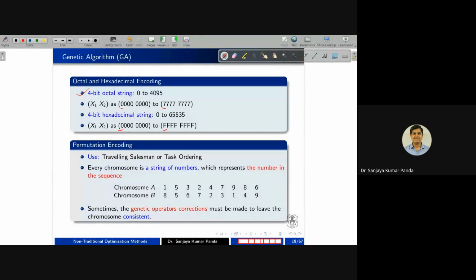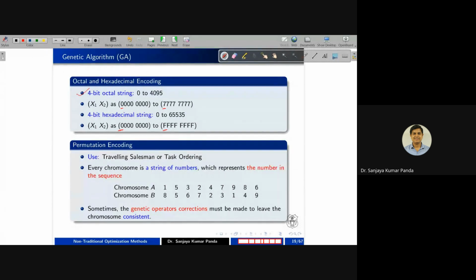But mostly people use the binary system. If you go through any research article, you will find they are using the binary system. Even if there is a 16-bit string, we represent the 16 bits to show that this is our chromosome. Instead of showing the 16-bit one, you can represent it in 4 hexadecimal digits. That is a better way of representation.